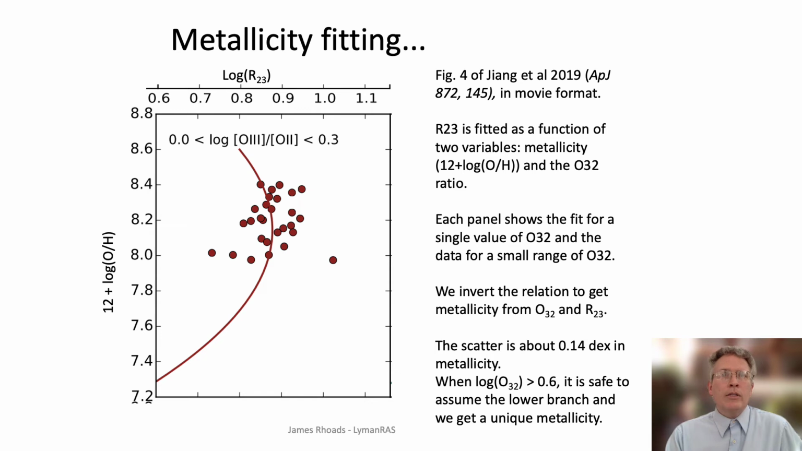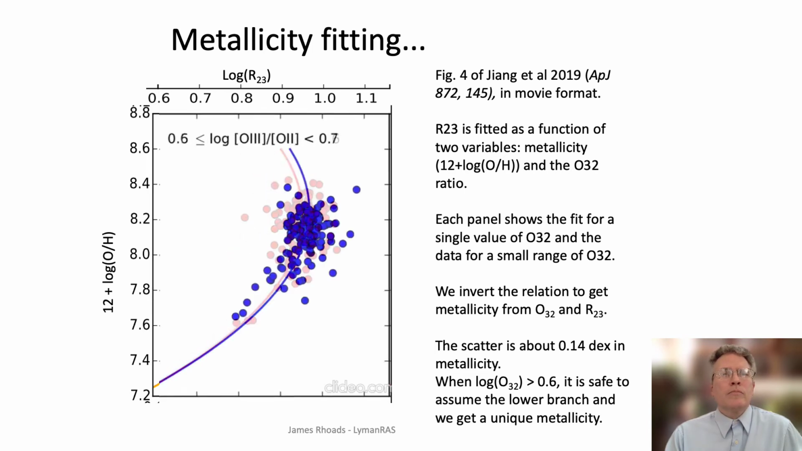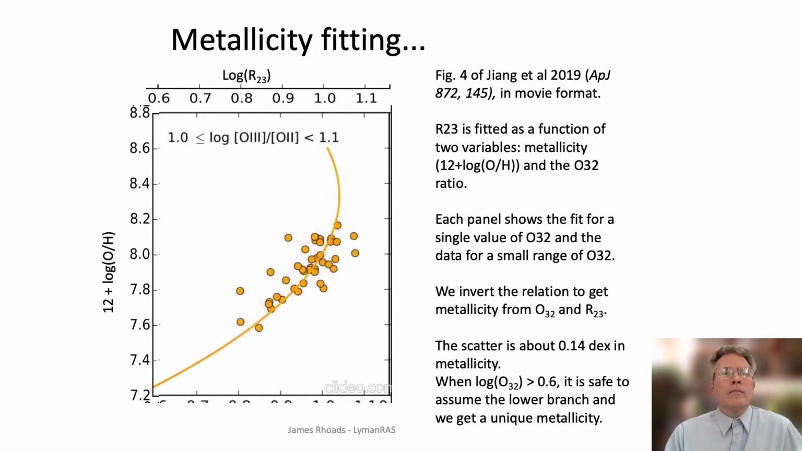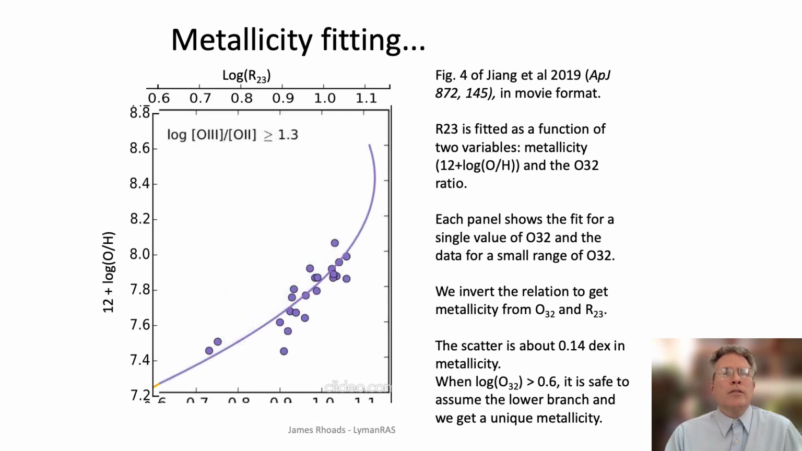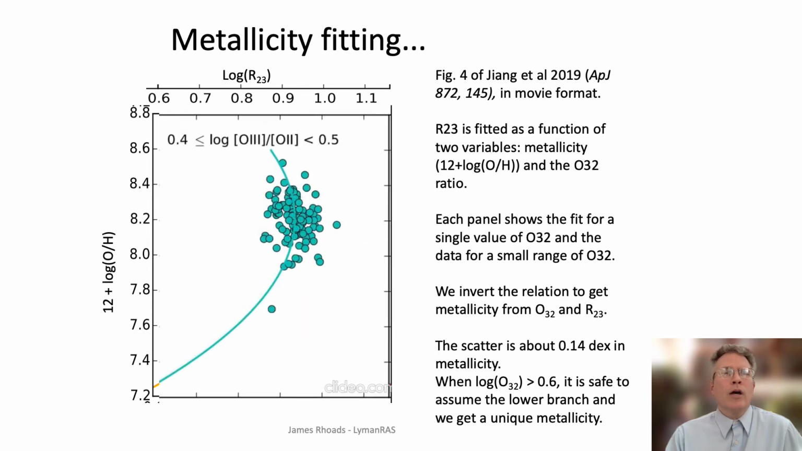And what I'm going to do now is play a movie that pages through different values of the OIII ratio. And you'll see this curve move as each panel displays. And the cloud of points is the data points from the green pea sample that fall within that range of OIII ratio. So, as you go through this, you see that the curve shifts and it is doing a reasonable job of falling through the cloud of data points in each bin. We'll go through it one more time.